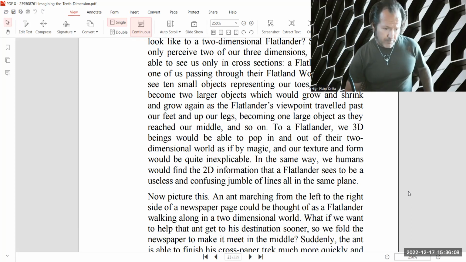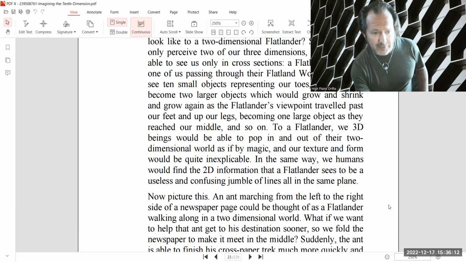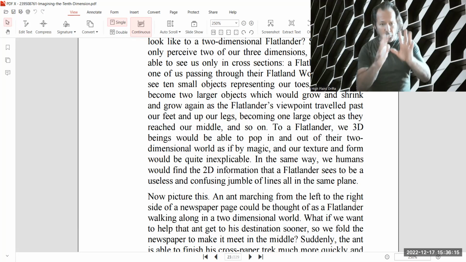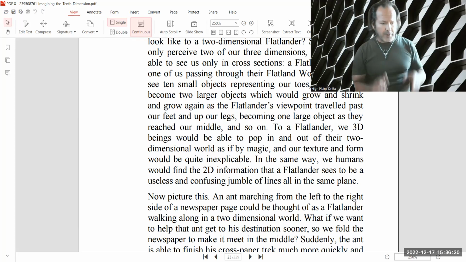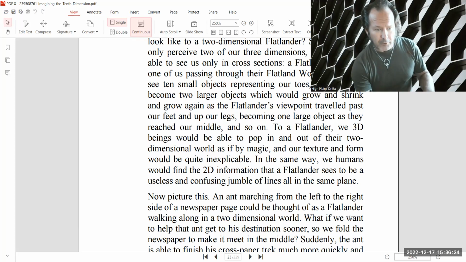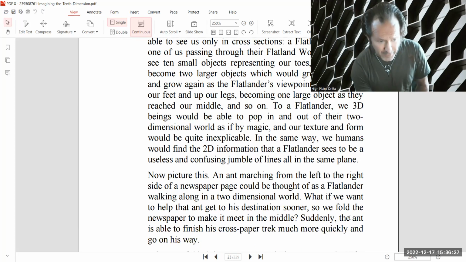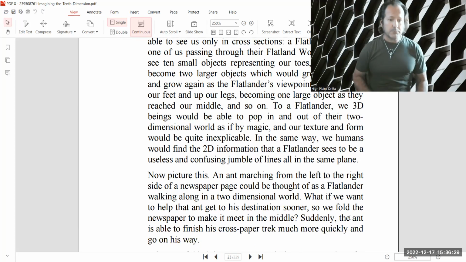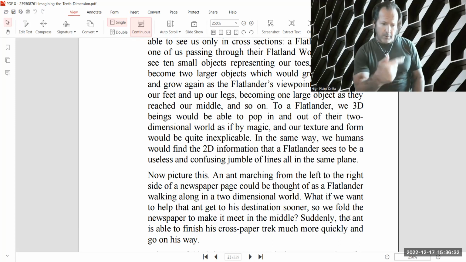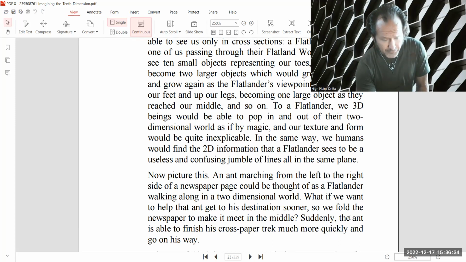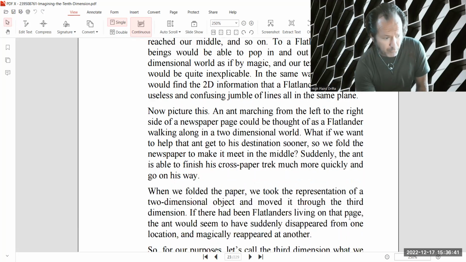So we fold the newspaper to make it meet in the middle. Now, see, that is exactly what a Stargate does. It folds space and time in a wormhole. It opens up a wormhole. So think of this newspaper as a Stargate that's creating a wormhole, folding space and time. So we've created a Stargate for the ant and thus opened a wormhole for the ant so he can finish his cross paper trek much more quickly and go on his way.